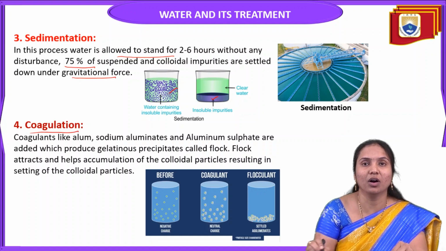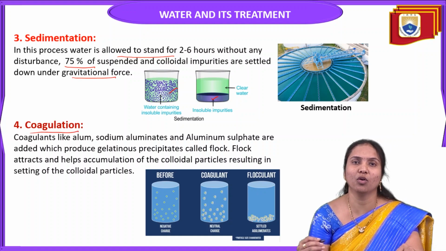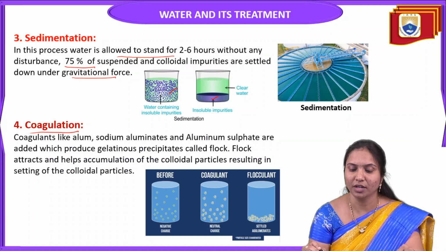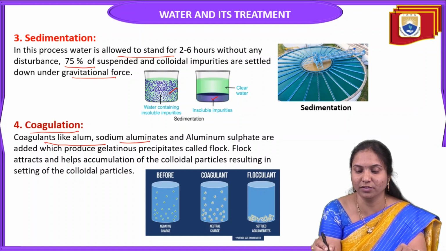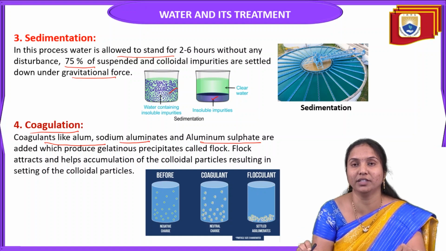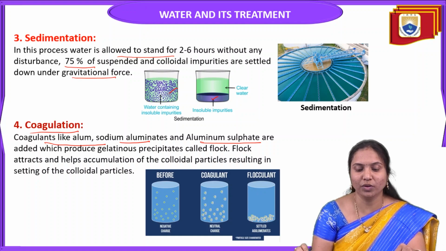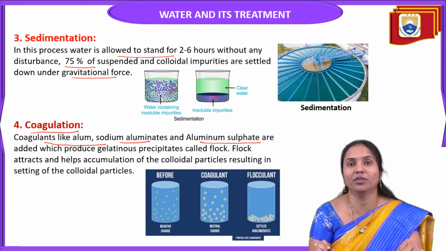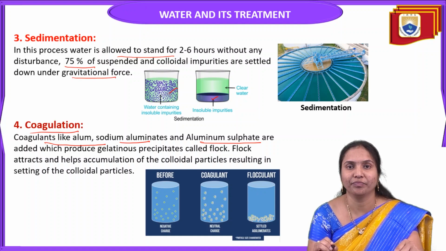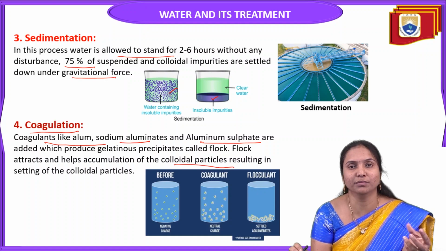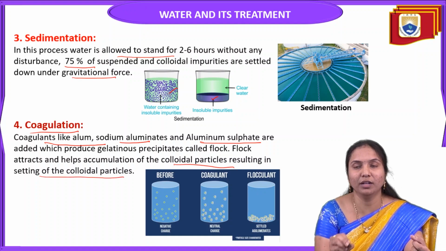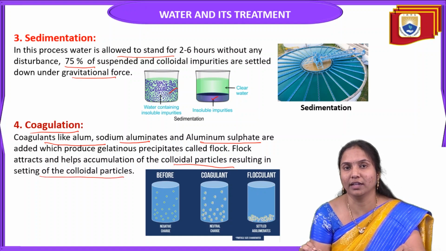And next, the fourth one is coagulation. Coagulation means we are adding some coagulants like alums, aluminum sulfate or sodium aluminate. When we add these coagulants to this water, it forms flocks, the precipitates. These flocks attract or absorb the colloidal particles. The result is settling of the colloidal particles at the bottom of this tank.